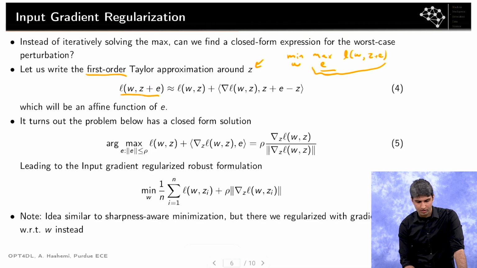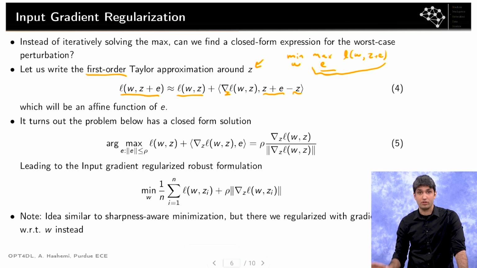It says that this loss at perturbation is roughly the original unperturbed loss plus the gradient at W and Z, and then here I have the Z plus E minus the point at which I'm writing the Taylor approximation. Note that the gradient here is with respect to Z. Okay, so I'm writing the approximation in the input space, not the parameter space.